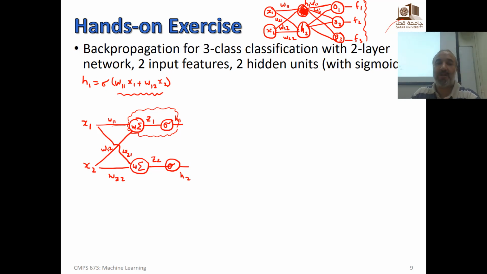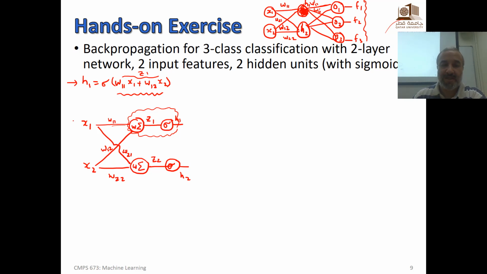Now, what is the local derivative with respect to W11 of Z1, by the way? We're not talking about H1 now, we're talking about Z1. X1, very good. Because you see it here, right? This is Z1. So dZ1 by dW11 is X1.